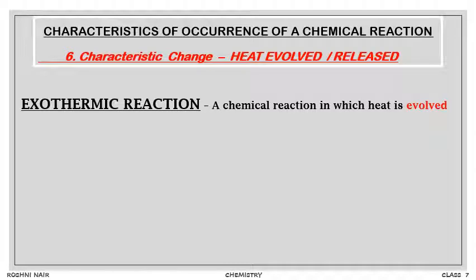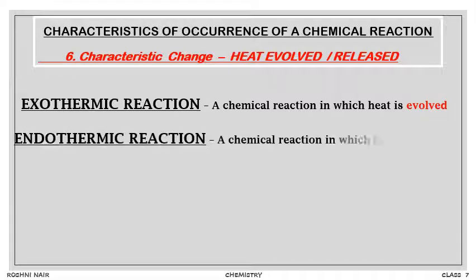Again, in this characteristic change, that is when we are studying the last one, it is heat evolved or heat released. In this type of chemical reactions, two important terms have to be understood. One is exothermic and one is endothermic. Exo and endo. These are two types of reactions. Let me explain. Exothermic reactions is a chemical reactions in which heat is evolved, given out. When heat is given out, released or evolved, it is known as exothermic, given out.